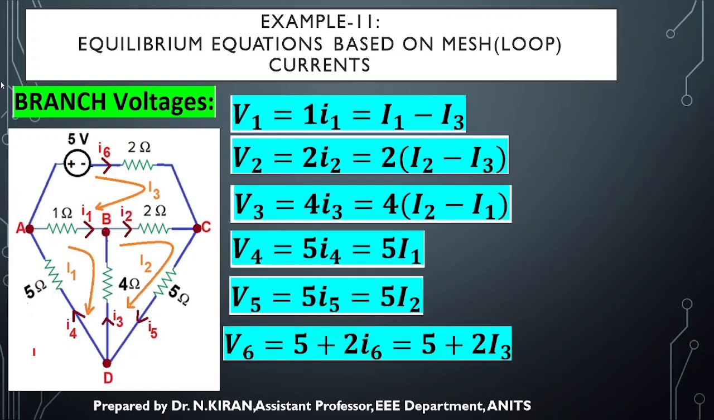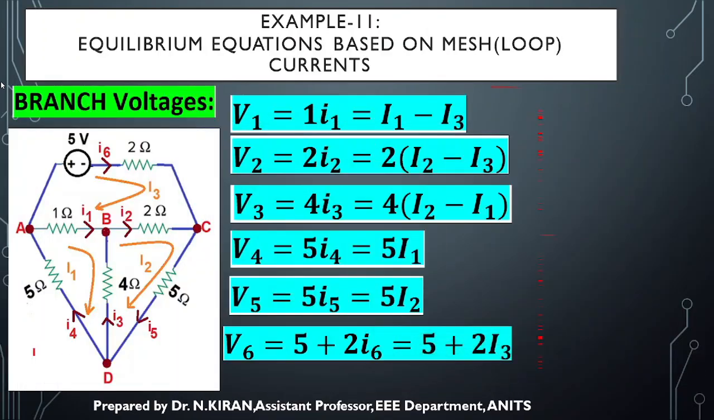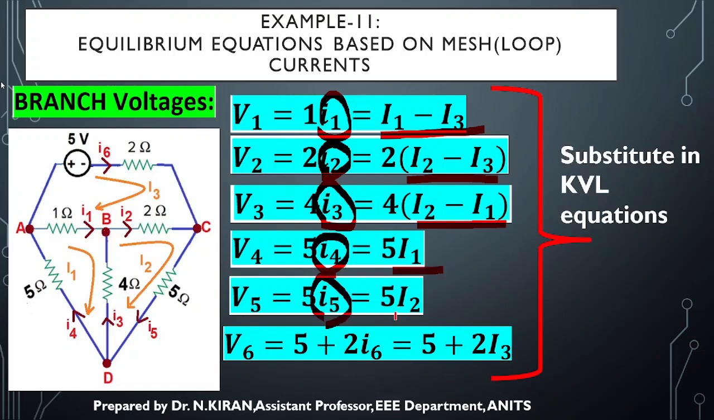And the sixth branch has a voltage source of 5 volts and a 2 ohm resistor, so V6 will be 5 plus 2 I6. But we already know the relation between branch current and loop current, isn't it? We have already obtained this relation, so I am substituting this and replacing all my branch currents in terms of loop currents. In place of I1, I have substituted I1 minus I3. In place of I2, I have substituted I2 minus I3. In place of I3, I have replaced by I2 minus I1, I4 by I1, I5 by I2, and I6 by I3. That is what I have obtained in previous slides, isn't it?